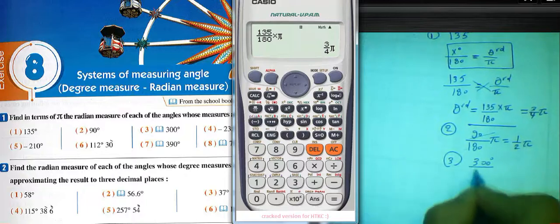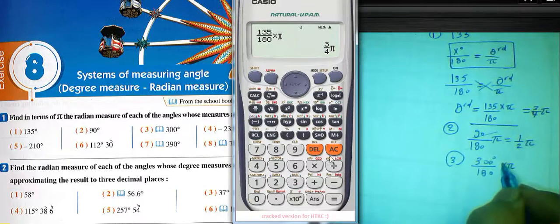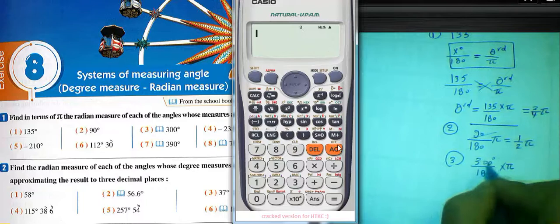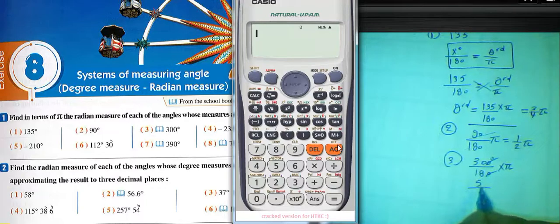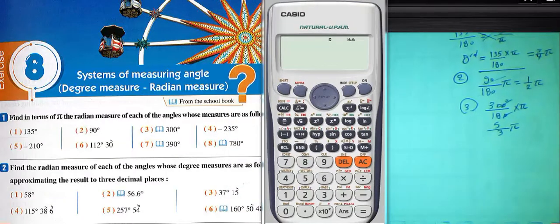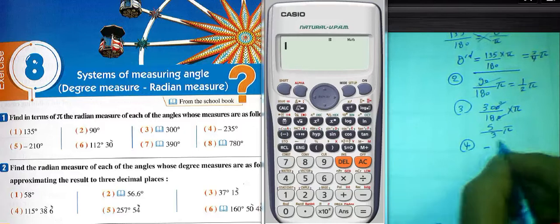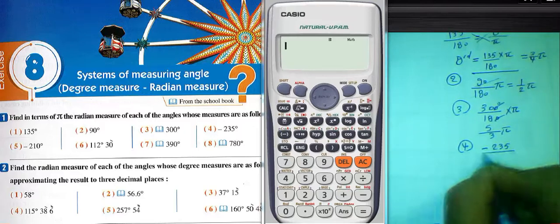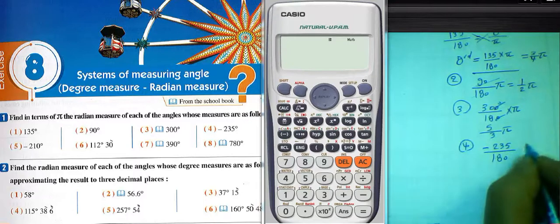We can divide it by 180 and multiply by pi, and write it in the calculator. We can cancel the zeros: 30 divided by 18, you can divide by 6, 30 divided by 6 equals 5 and 18 divided by 6 equals 3. So the result is 5 over 3 pi. Question number 4, negative 235. We can divide it by 180 and multiply by pi.